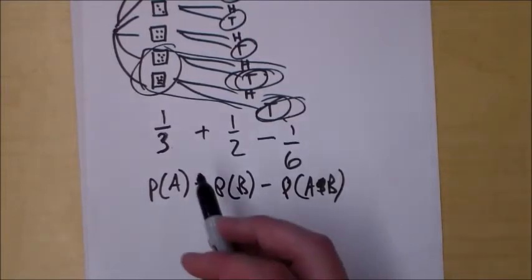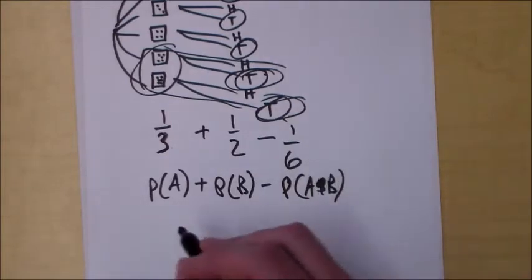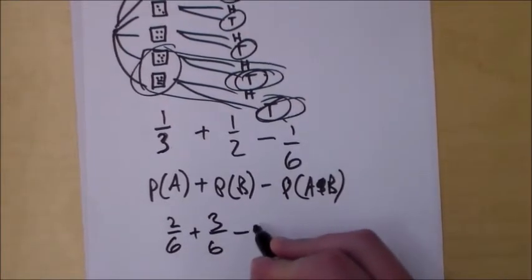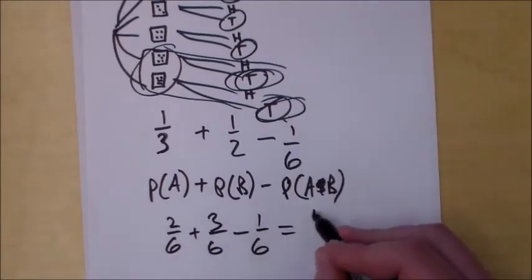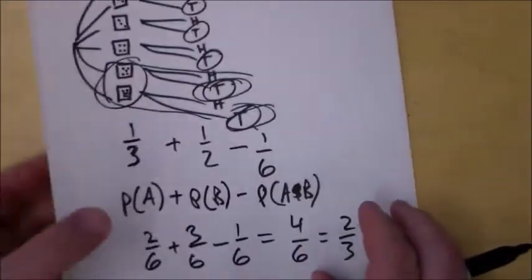So 1/3 plus 1/2 minus 1/6 is the same as 2/6 plus 3/6 minus 1/6. So what does that equal? 5 minus 1 is 4. 4 over 6 equals 2/3. And that's going to be our answer.